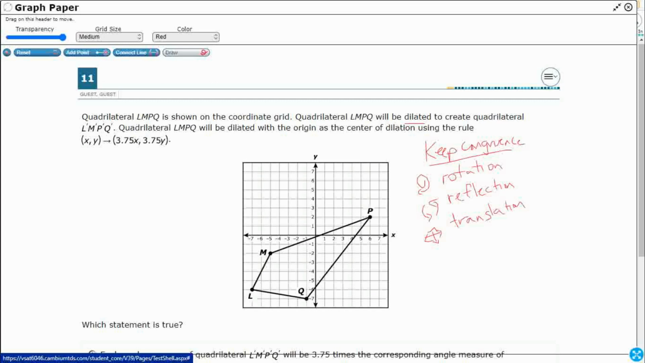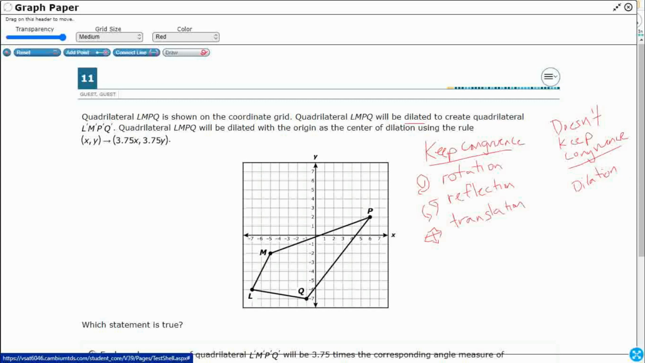So when we have a dilation, it doesn't keep congruence, okay? It's going to shrink it or it's going to grow it. And that is going to be very important, and that's something that we're learning here for the first time in 8th grade: what does it mean to be dilated, right? So you get bigger or you get smaller.